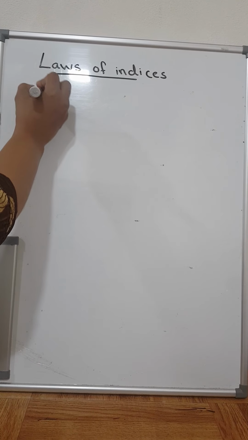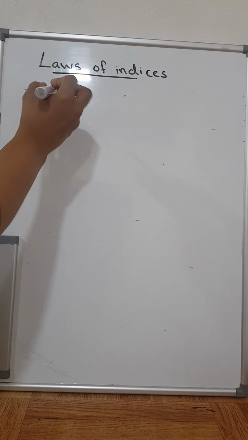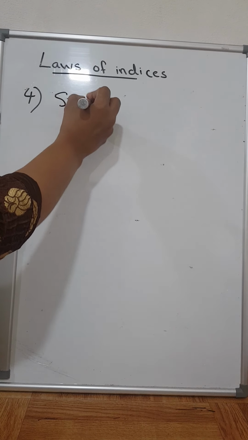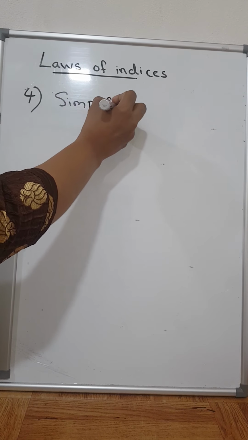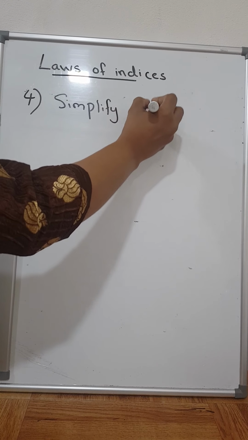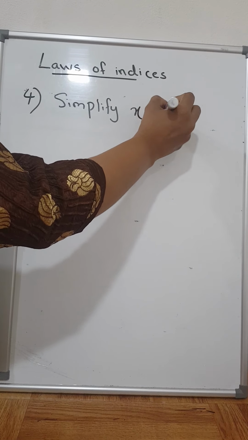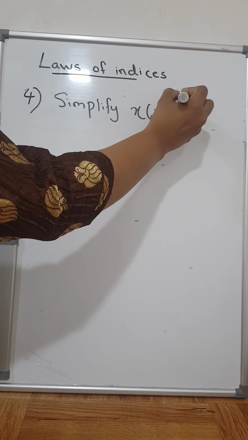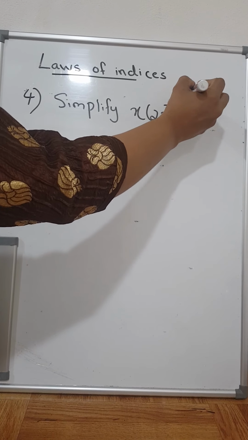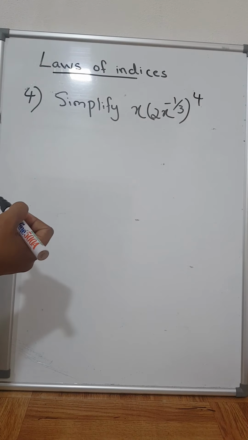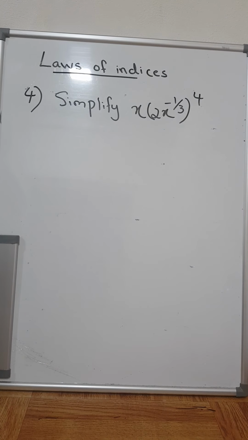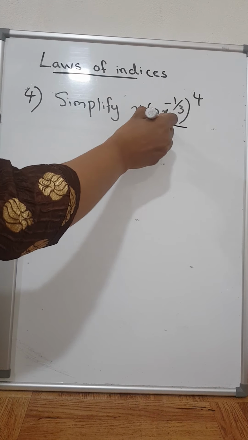Question 4. Simplify x times (2x to the power minus 1 by 3) to the power 4. What can we do first? First we can remove this bracket.